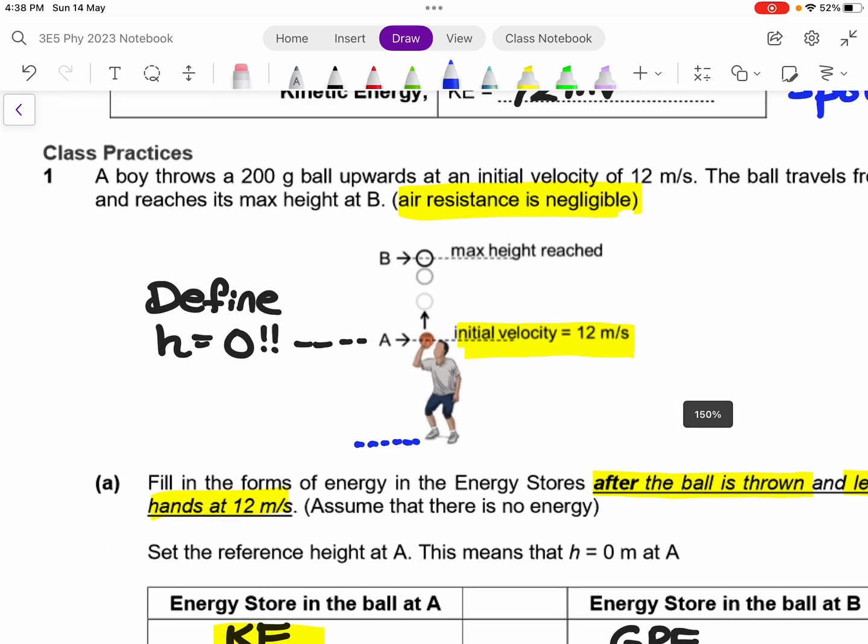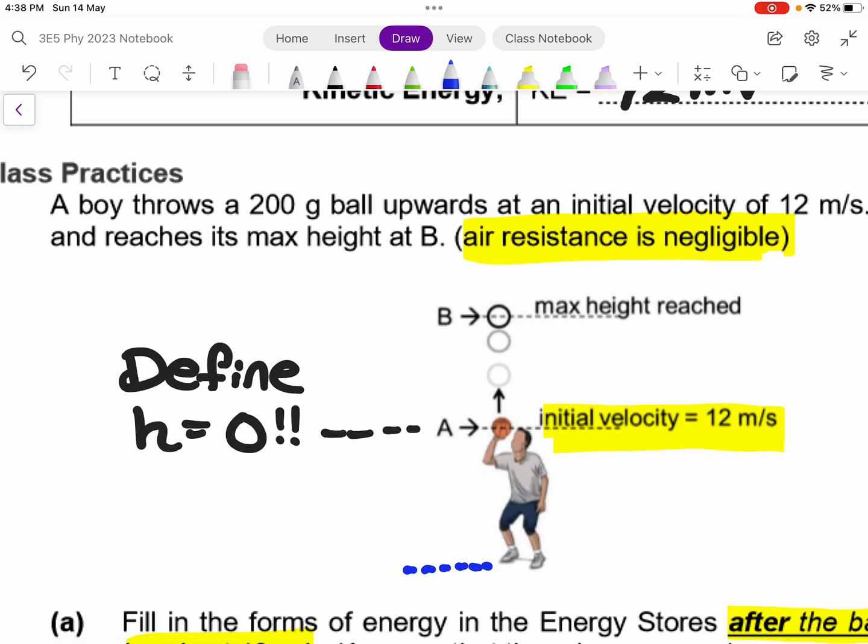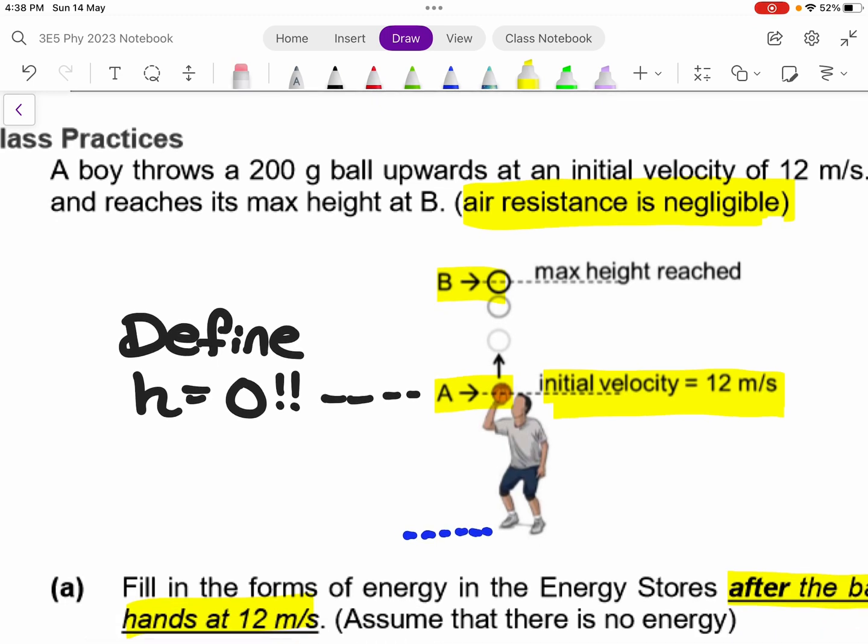So for example, here we identified the system as the ball at A versus the ball at B. Because of that, it becomes quite convenient for us to define the different forms of energy at different states. So what do I mean by different states? In energy terms, the state refers to the initial state versus the final state. So in this example, A would be our initial state, B will be our final state.